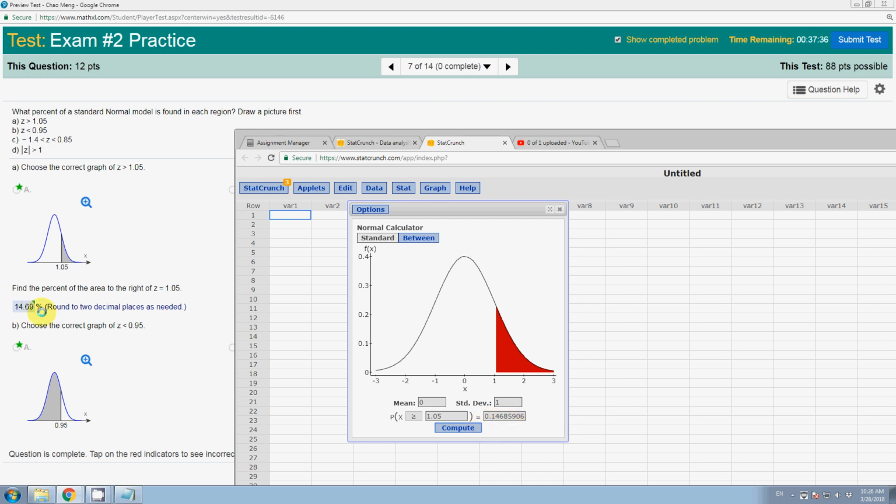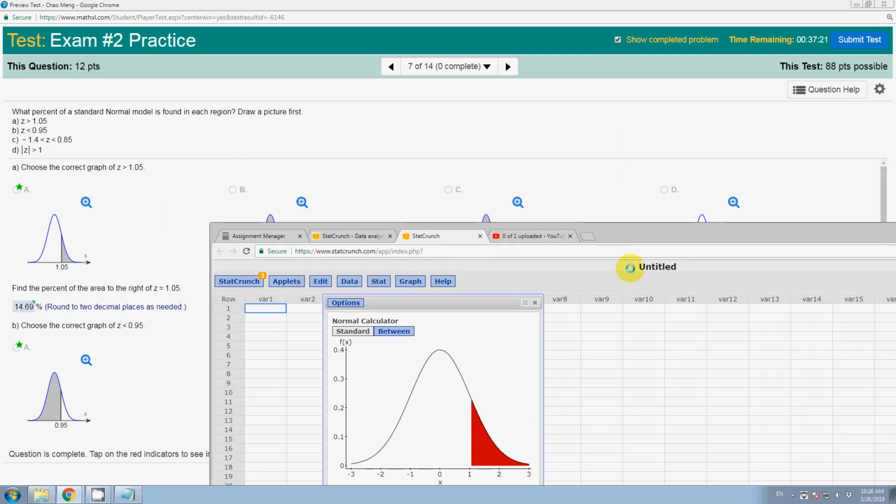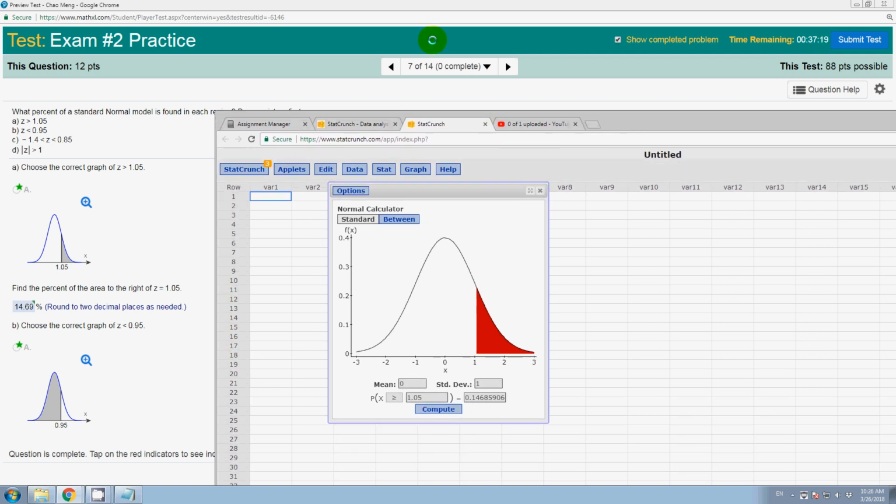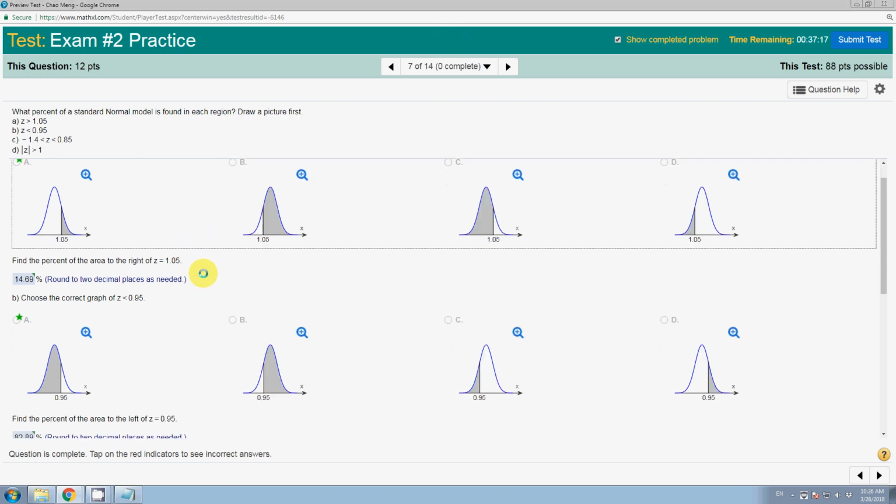And this is the probability 0.1468. If we need to round to 2 decimal places, be careful about this percentage. You have to convert this decimal to the percentage format. And this is the correct graph. So we need to find the correct graph, which is A. So that's how we do it. And let's see the second one.